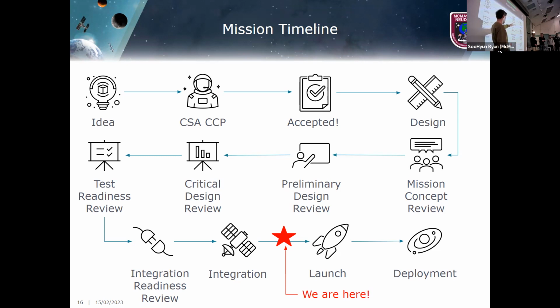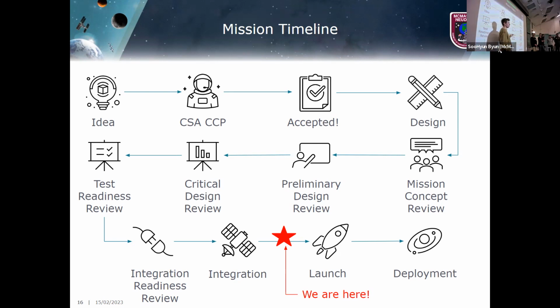Now we put designing in the top right there, but really the design process happens all the way through most of the rest of these stages, sort of concurrently. So then next we'll have to go through a bunch of reviews. First is mission concept review. That's where we go in front of the CSA, give them the concept of our mission, and they help guide us along the right tracks to make sure that we are doing something that's achievable and that's going to be successful. Then we have 2 design reviews.